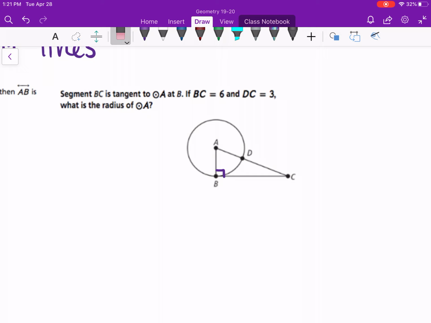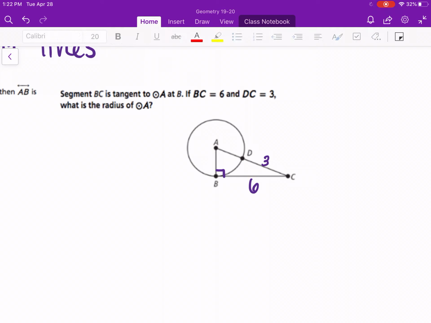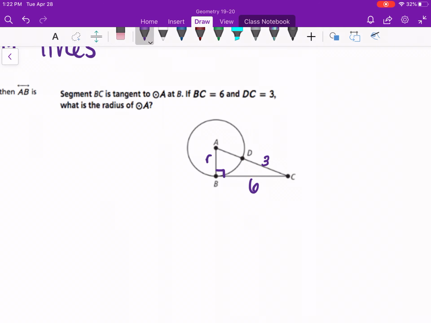It says if BC is length 6, DC, just this distance from D to C, is 3, then what is the radius of A? So I know that the radius is not only this distance right here, A to B, it's also this distance right here, A to D. So this is the radius. So what we're going to do, it looks a little funky. We've got more numbers than we're usually used to when we do an A squared plus B squared equals C squared type of equation. But this is going to be A.